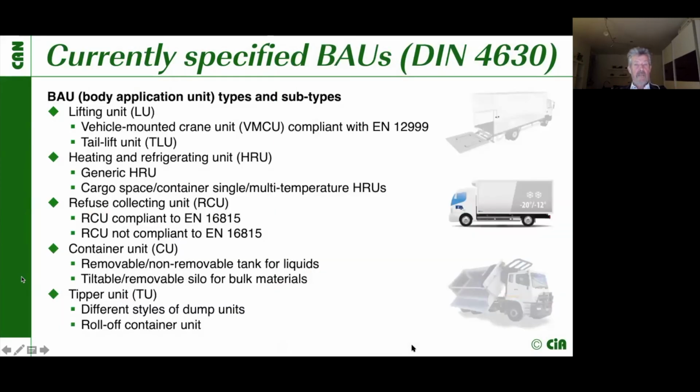Which kind of body applications are we covering today? We have the lifting units. This includes vehicle-mounted cranes, according to a European standard. We have the tail lift, which is used by many of the trucks and the trailers. We have heating and refrigerating units. We have refuse collecting units, compliant to a European standard or not compliant to European standard. We have the container unit, removable or non-removable, for liquid tanks or for bulk materials. And last but not least, we have the tipper unit specified, where we have different styles of dump units, rollover container, and so on. Of course, you can also mix them.